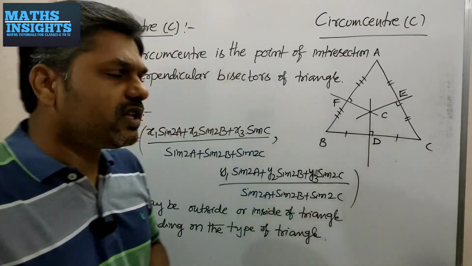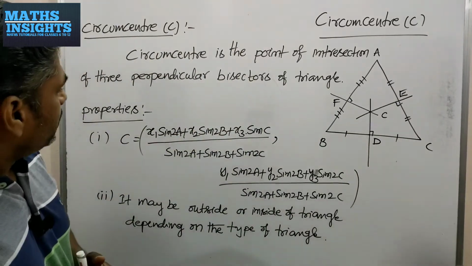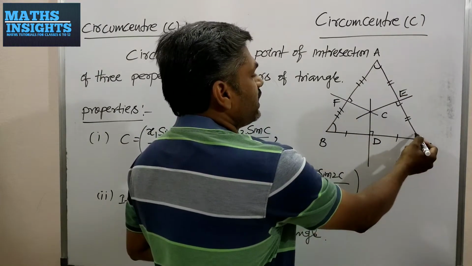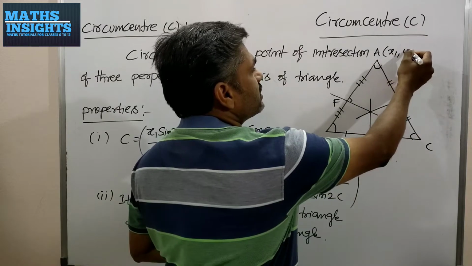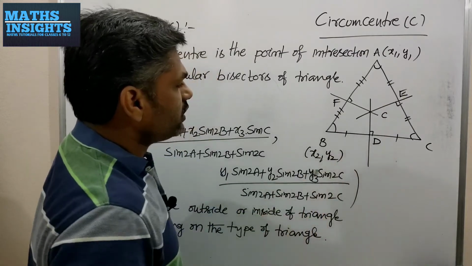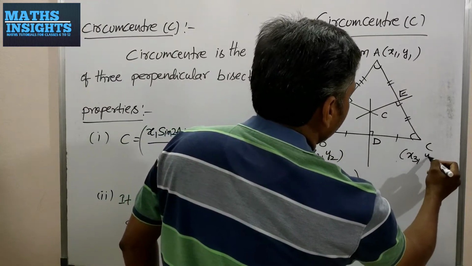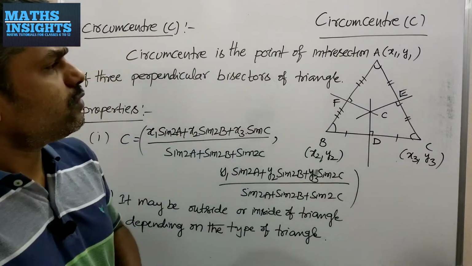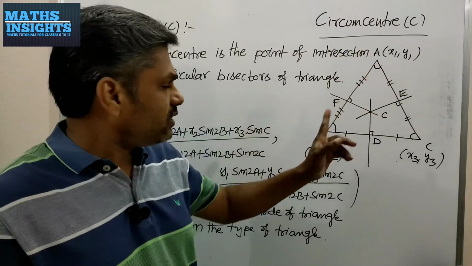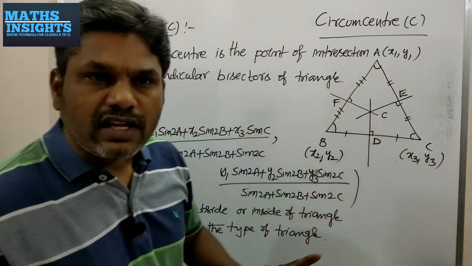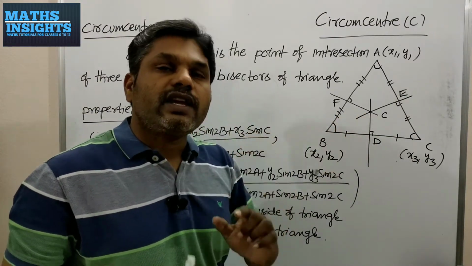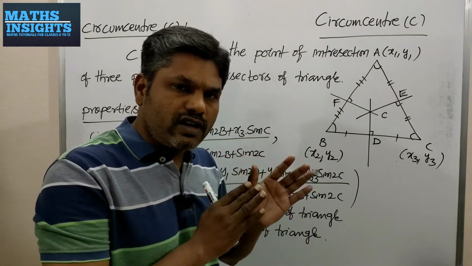Coming to the properties of the circumcenter, suppose you are given angle A, angle B and angle C along with the vertices x1, y1, x2, y2 and x3, y3. Then you can calculate the circumcenter. The circumcenter is also a point, so it will have two coordinates, an x coordinate and a y coordinate.